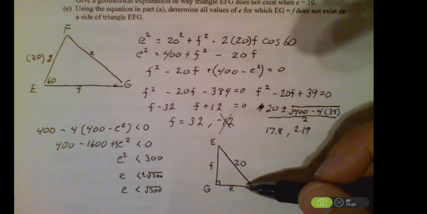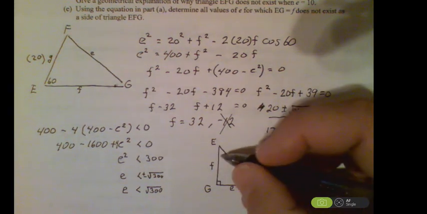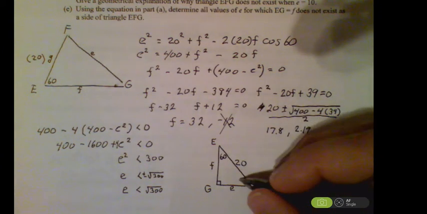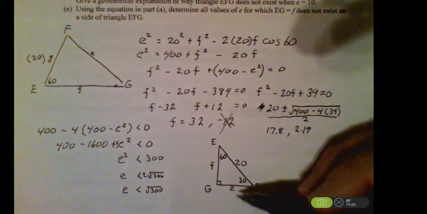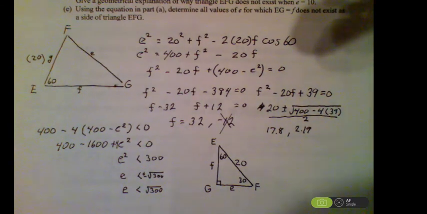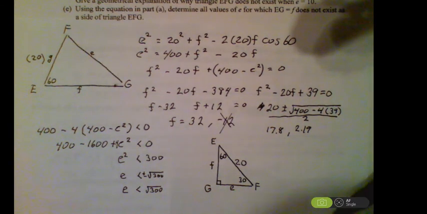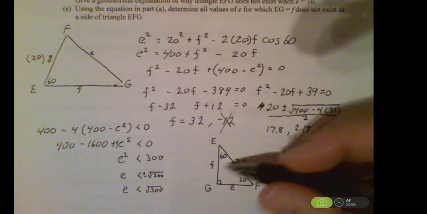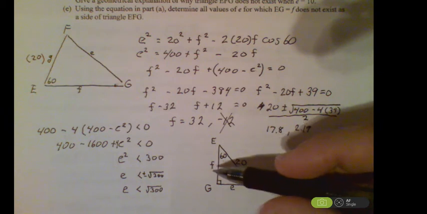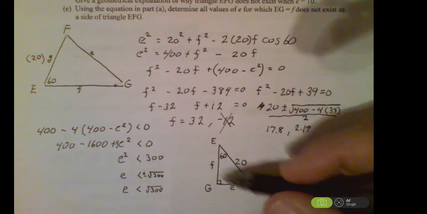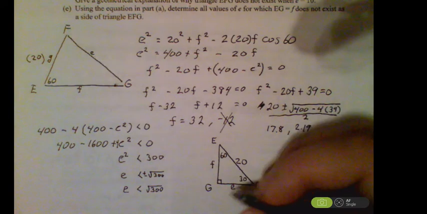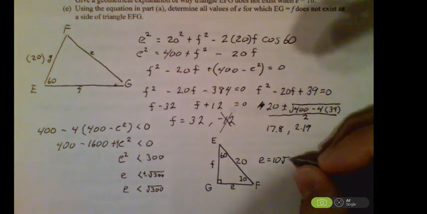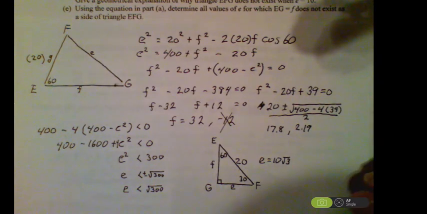So if the 60 degrees, remember, was E. So if that's 60 and that's 90, that would make this 30. So E is like the long leg of that 30, 60, 90 triangle. So if we use our 30, 60, 90 rules, if the hypotenuse is 20, that would make the short leg 10. And if that's 10, that would make the long leg 10 rad 3. So E would then be 10 rad 3, just based on those 30, 60, 90 rules.